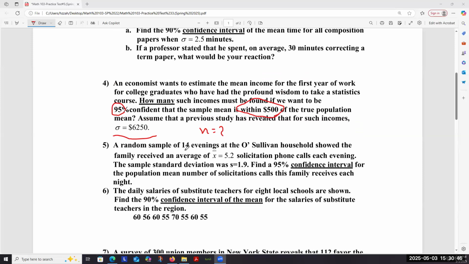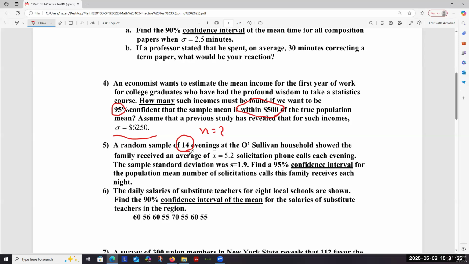You say, random sample of 14. This is the first red flag. 14 is less than 30. So if they don't talk about the sigma directly, this problem must be done by the t-test because the sample size is less than 30. You cannot use the sigma here. Look at this. This is the number of phone calls that we usually get in the afternoon or evening, when you are relaxing at home, that we don't usually answer. They take a sample of 14 of those phone calls.